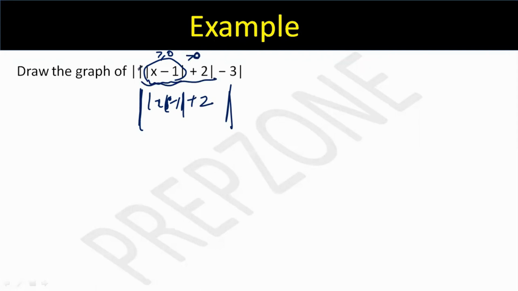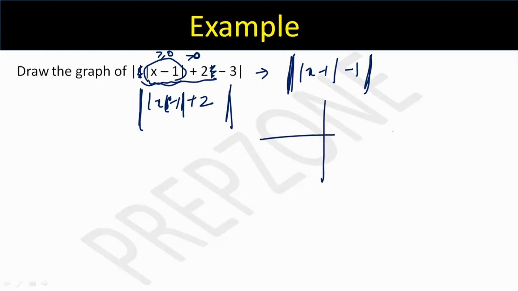So I can simply remove this outer modulus. It is redundant. So this is nothing but mod of x minus 1 plus 2 minus 3, which is nothing but mod of x minus 1 minus 1, the whole modulus. Now I cannot remove this modulus, of course, because it is minus 1. So the graph will come down. Right? So I've simplified this graph.